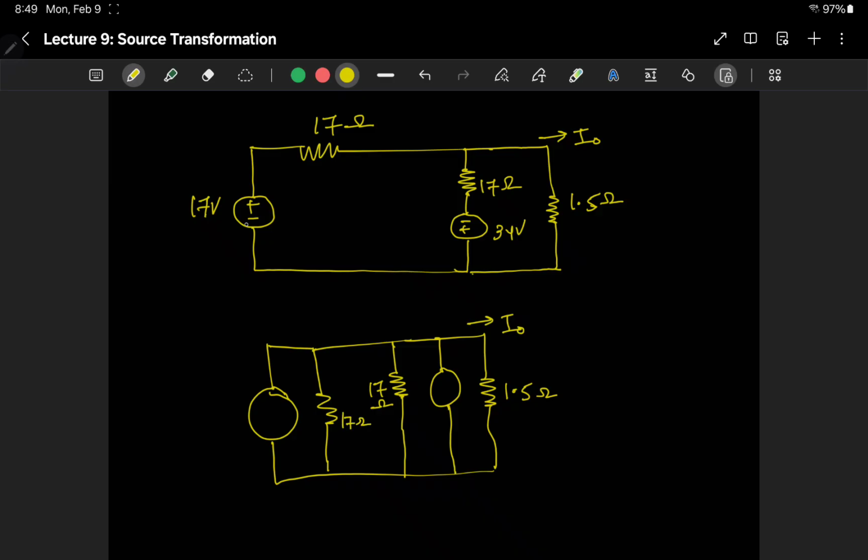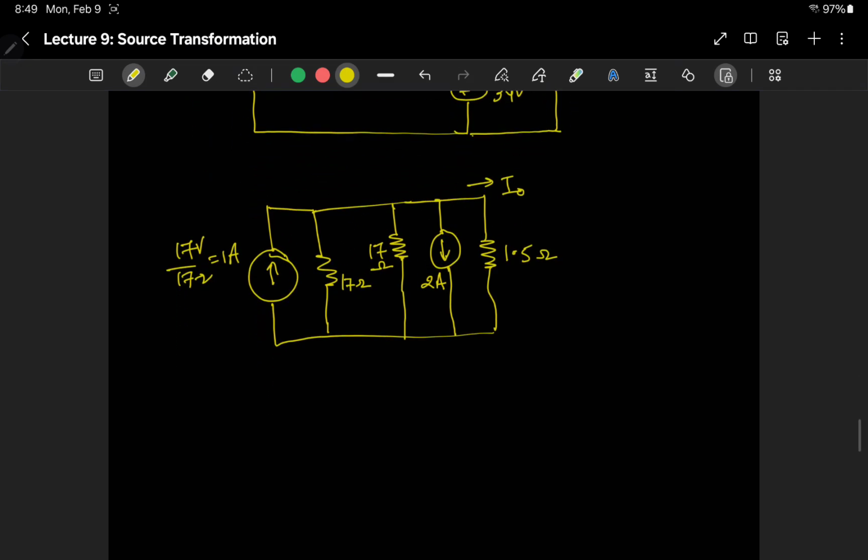Now the current goes from the negative to the positive side, so the direction will be like this, and it again goes from negative to positive. So in this case the direction will look like this, and the current is Vs divided by Rs: 17 volts divided by 17 ohm equals 1 ampere, and in this case it will be 34 volt by 17 ohm, which is 2 amperes. Okay, so that should be all.